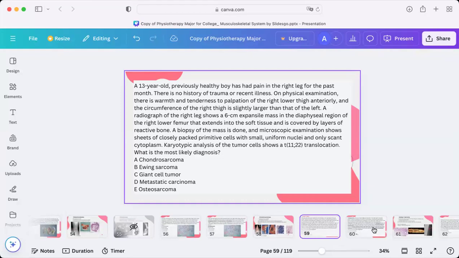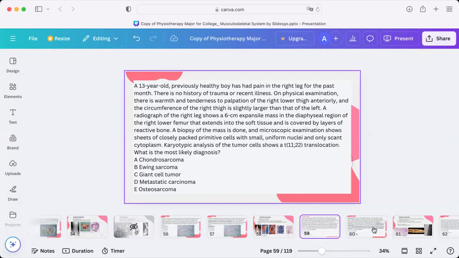A radiograph shows a 6 centimeter expansile mass on the diaphyseal region of the right lower femur that extends into the soft tissue and is covered by layers of reactive bone. A biopsy of the mass is done, and microscopic examination shows sheets of closely packed primitive cells with small uniform nuclei and only scant cytoplasm. Karyotypic analysis shows a 11;22 translocation. Which is the most likely diagnosis?